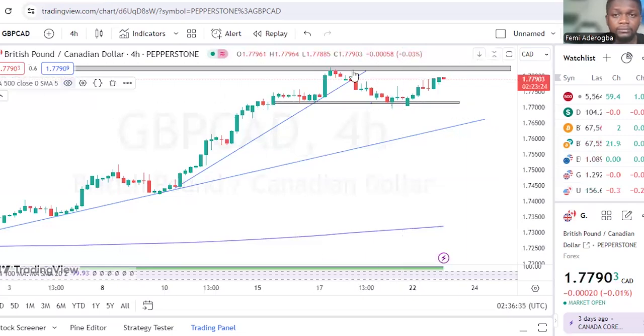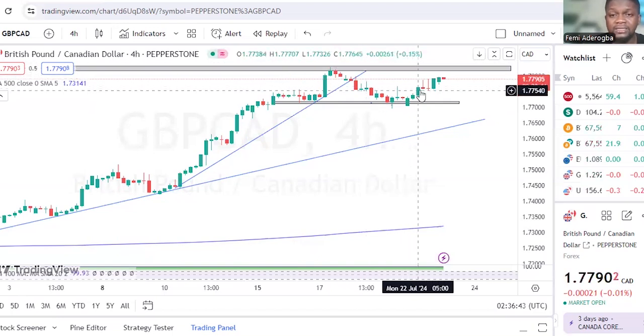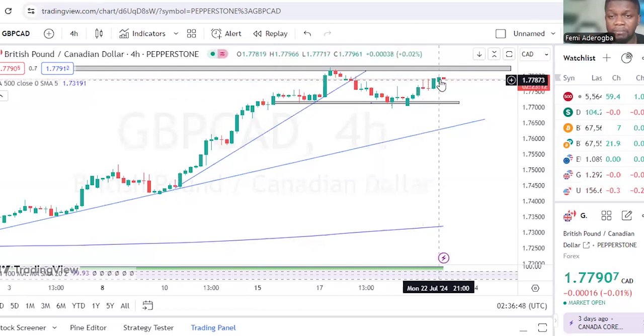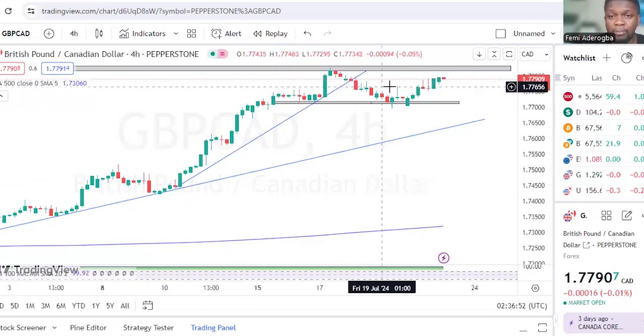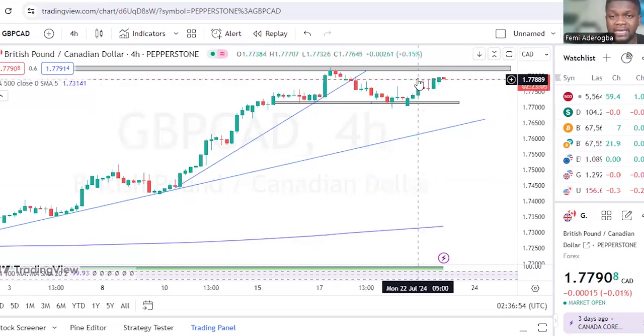Now, so far the market is still trading below this major area, which we can consider resistance. We can still say that it appears the sellers are still in control of the market, because the more the buyers are trying to push this up, the more the sellers are bringing it down, and they are showing signs of indecision. Now, what is the next direction?